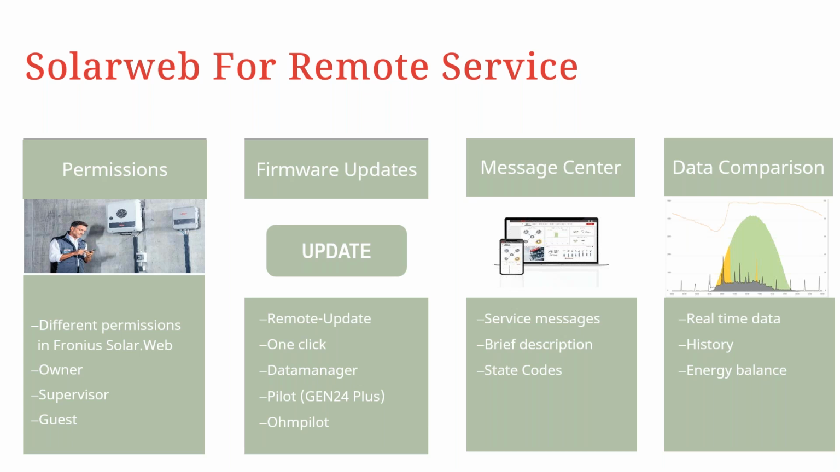With SolarWeb remote service, you also get our message center. This is for any service messages, and it gives you a brief description of the service message itself, and also states the state code that the unit has experienced at the moment. So if it throws out an error, for example, it will show you the error code that should be displayed on the unit, as well as a brief description of how to rectify that issue.